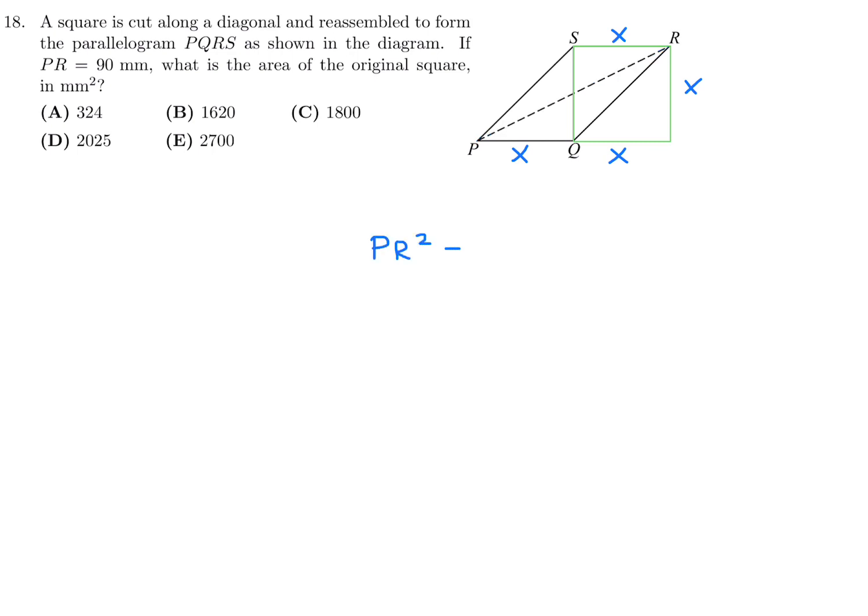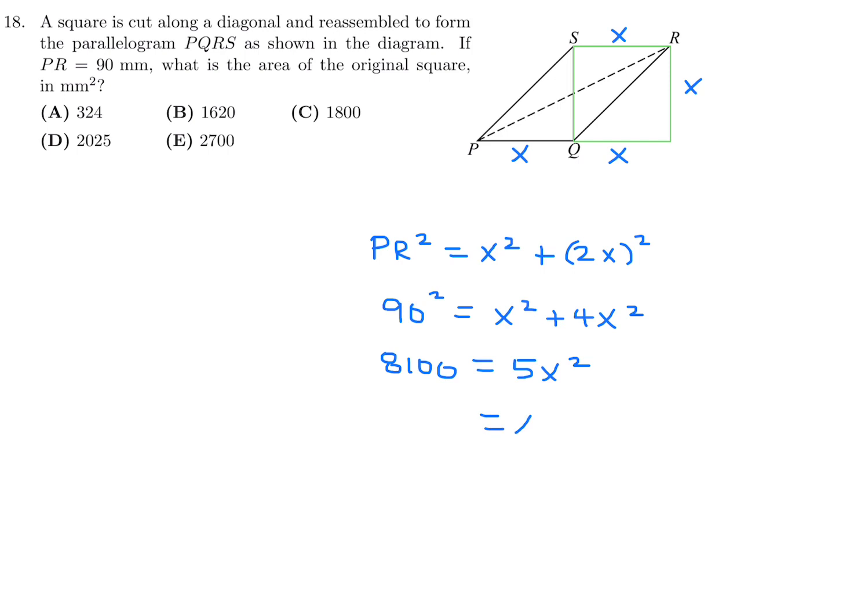PR squared will be x squared plus 2x squared. Well, PR, they told me, is 90. So actually, I'm not trying to figure out PR. I'm trying to figure out the square's dimensions and then later the area of the square. So x squared plus 4x squared, so that's 5x squared, is equal to 90 squared, which is 8,100. So x squared would be 8,100 divided by 5, which is 1620.